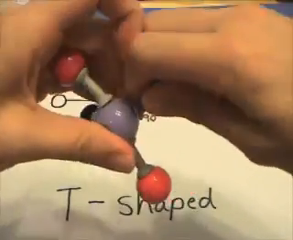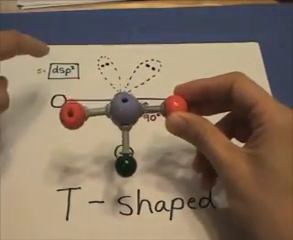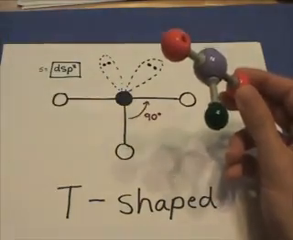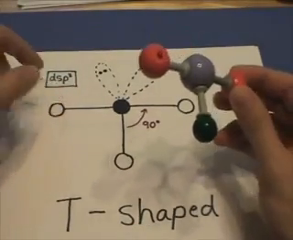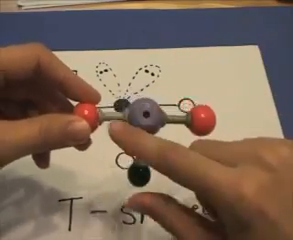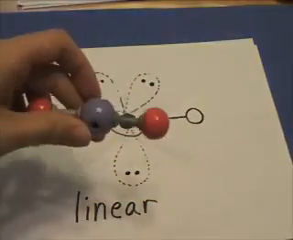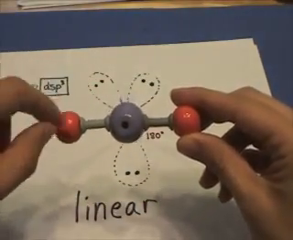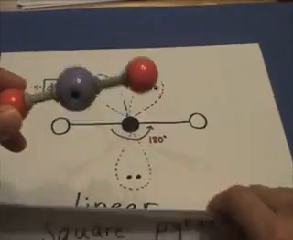If you have three sigma bonds and two lone pairs, then it's dsp3 hybridized because you have 5 electron regions. So you'd have 5 dsp3 orbitals getting as far away as possible. Two are lone pairs, we have a T-shaped. If you have two sigma bonds and three lone pairs of electrons, then the predicted angle would be 180 degrees, linear, dsp3.